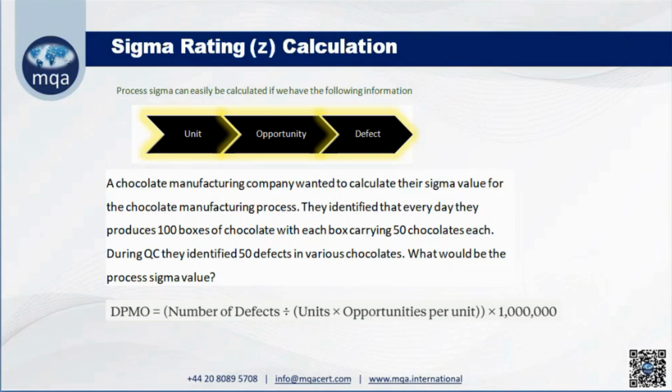now compute this. Try to compute the process sigma value or compute DPMO in this. Take 5 minutes. Okay, take 6 minutes from now and try to compute the defects per million opportunities for this case. 6 minutes from now.